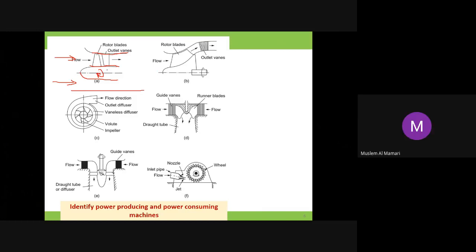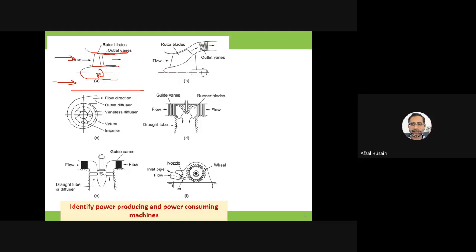This is the axis of rotation, and it is rotating, and there are blades mounted on this, and there are blades mounted on the outer surface also. So the fluid is passing through these blades, and there may be two types: either the blades are doing work on the fluid, or the fluid is doing work on the blades. The fluid is entering the blade and leaving the blade, so it is entering axially and leaving axially, right?